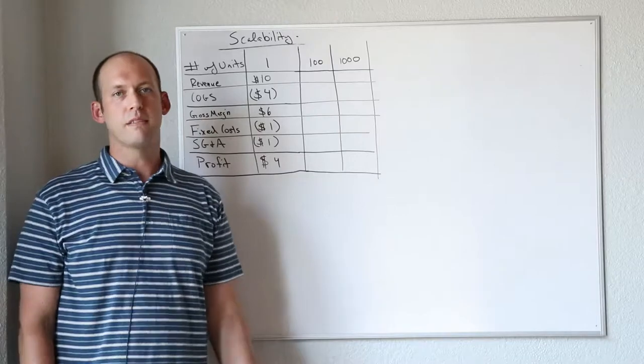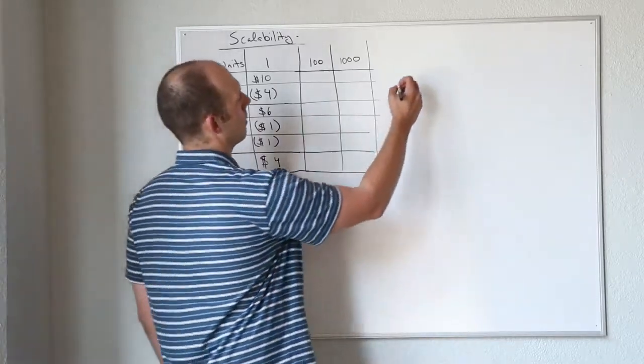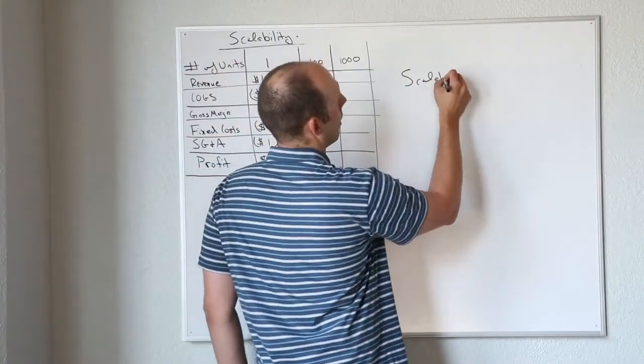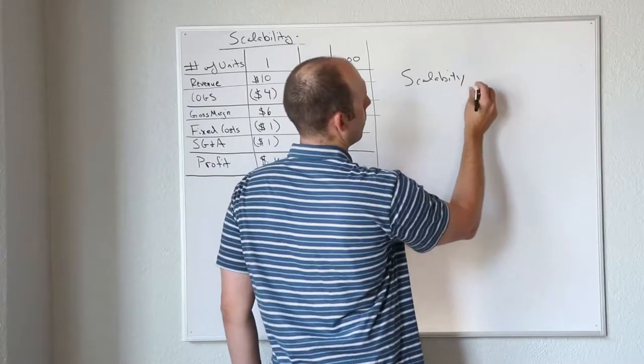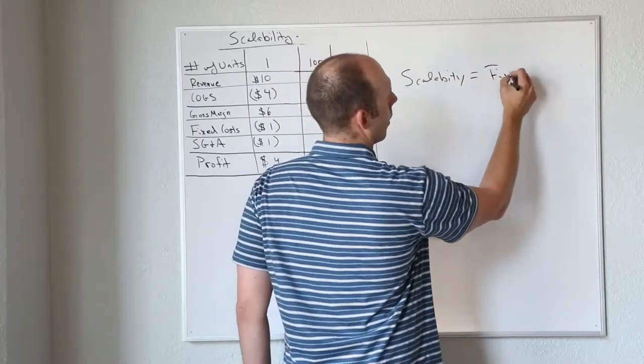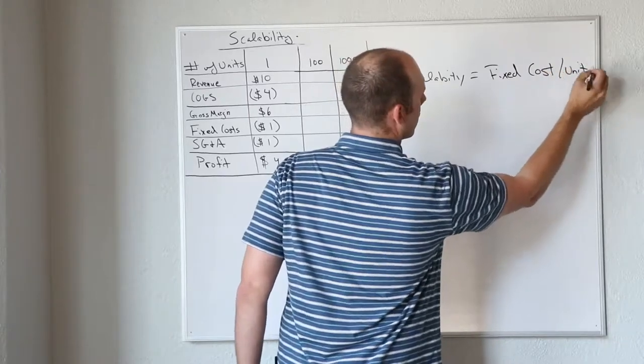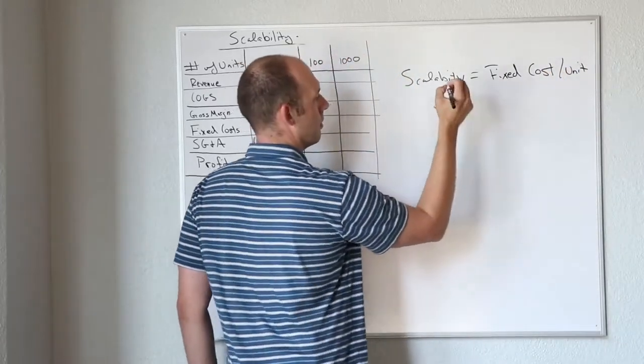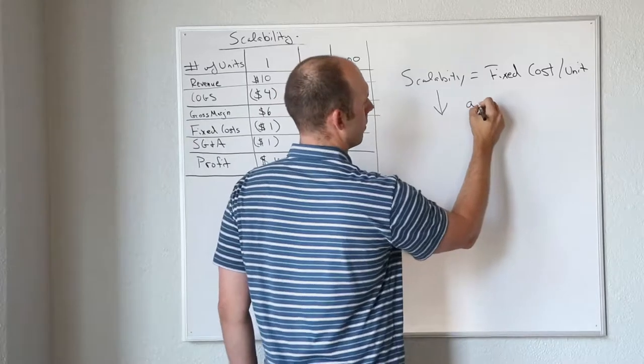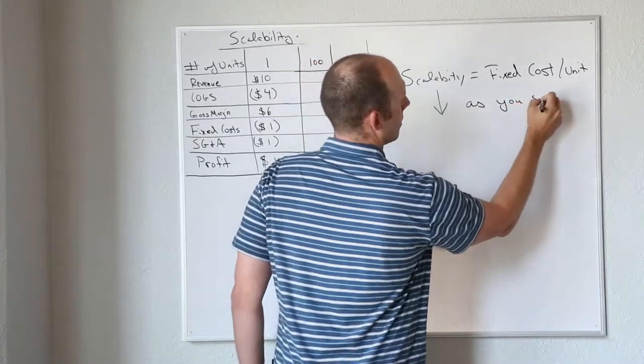So if we're thinking about scalability, the definition of scalability is that the fixed costs per unit of goods sold decreases as you sell more units. So what does that mean?